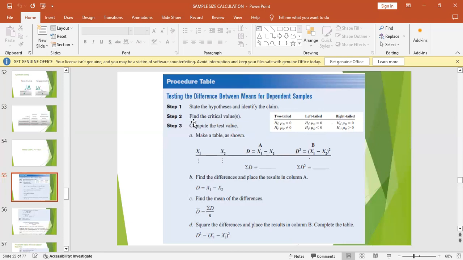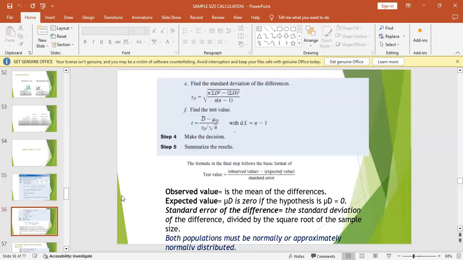Then in the second step, we have to find the critical values. Then we have to compute the test value. First, we have to make a table like this. We first put all the readings of the samples which were taken before, and then all the values that we have taken later on. Then we find their difference, and then we sum all these values, and in the next step we take the square of these values, and then we find the differences and place them, as explained.